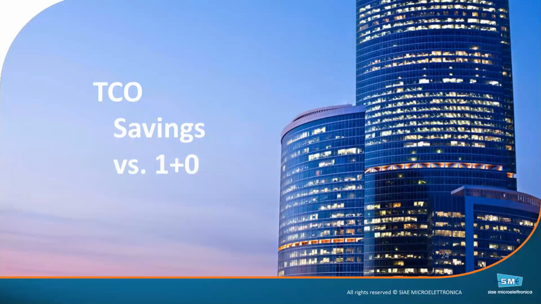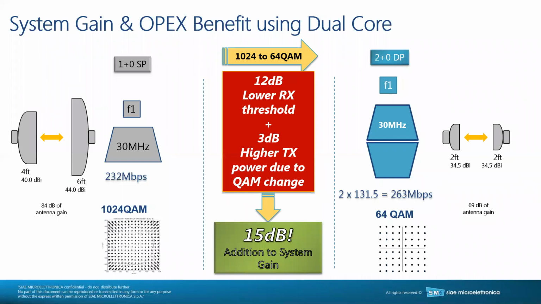Let's shift gears now and talk about some TCO savings relative to just a 1+0 system. On the left-hand side, we've got a scenario where you might need a couple hundred megabits between point A and point B. So you have the engineer run the calculations and say, okay, this is a fairly long path. I can run with a 4-foot antenna on one side and a 6-foot antenna on the other side, and that yields the four nines and a five, or five nines, availability that we need for this link. Using 1024 QAM, it gives me a couple hundred megabits in a 30 megahertz channel.